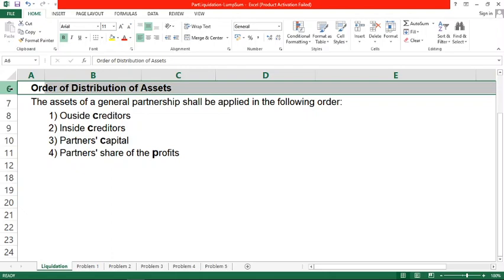So the first persons or group of persons that has to be considered in the distribution of assets are the outside creditors. Okay? Those whom we owe money to outside. It could be banks or any other financial intermediaries. And then, if there is still cash or assets left, we are going to pay next those inside creditors. Inside creditors, most of the time, these are the partners from whom the partnership loaned. Okay?